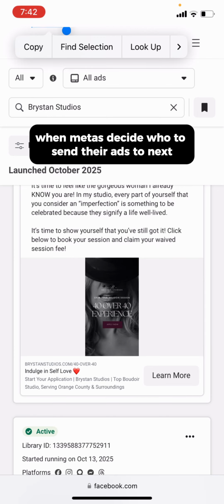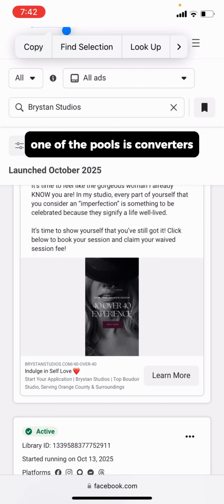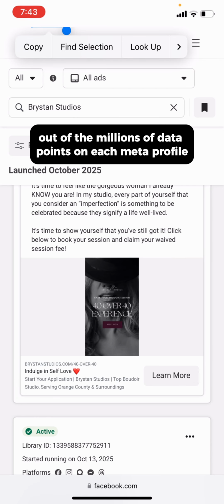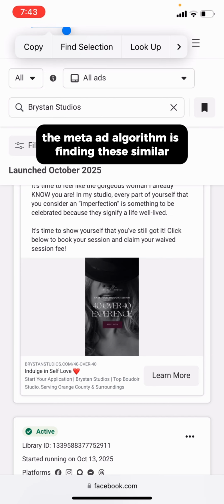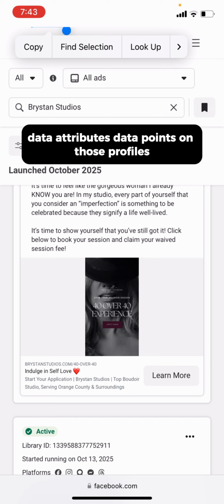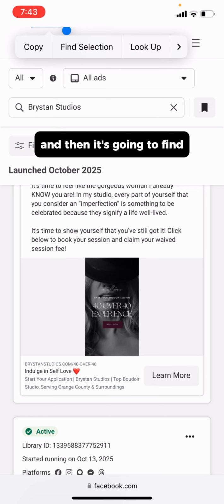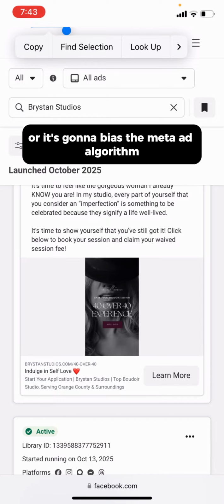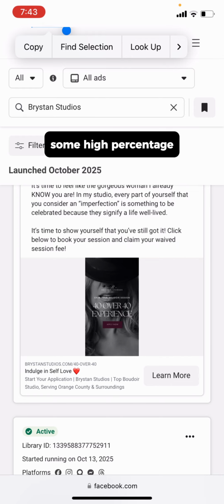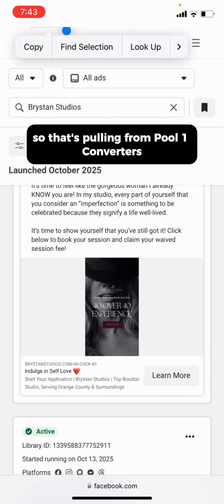When Meta is deciding who to send our ads to next, it pulls data from pools. One of the pools is converters, those who have converted. It looks at those Meta profiles, and out of the millions of data points on each Meta profile, the Meta ad algorithm finds similar data attributes between all the converters. Then it biases the algorithm to go find other Meta profiles that have 96% of these similar data points, or 83%, some high percentage. So that's pulling from pool 1, converters.